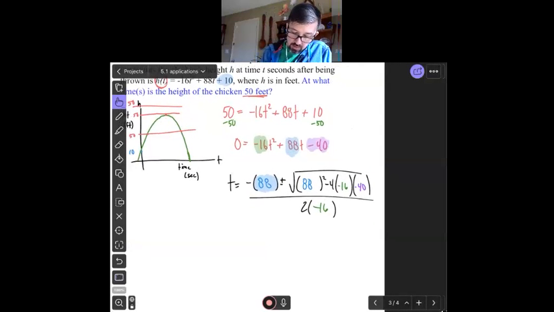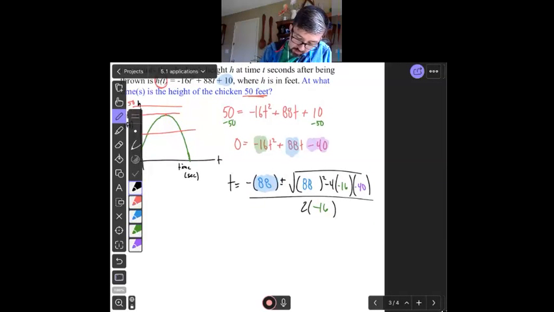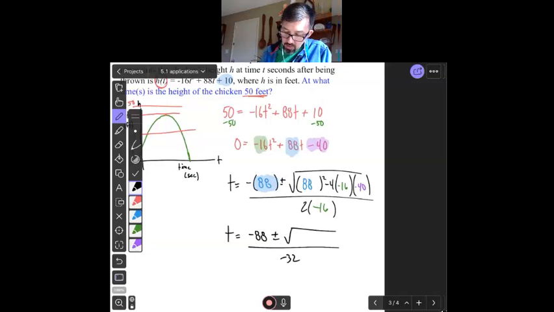So, of course, that outside is just negative 88, plus some big number under there, all over negative 32. So we need to figure out what all this mess is here. All right, so watch those signs. I got 3 negatives we need to make sure we deal with.